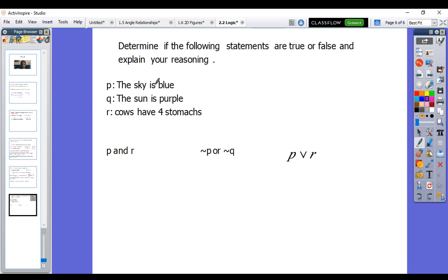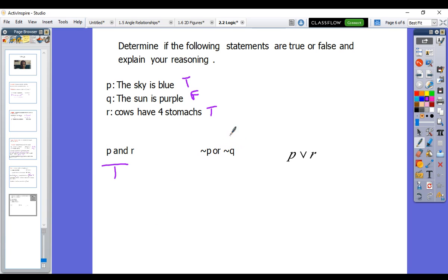We're going to figure out if it's true. So here we have our P statement, the sky is blue. Our Q statement, the sun is purple. And our R statement, cows have four stomachs. So the first one says P and R. So the sky is blue and cows have four stomachs. Well, this is a true statement, this is a false statement, and if you didn't know, this is a true statement. So because both P and R are true, then the whole statement is true.